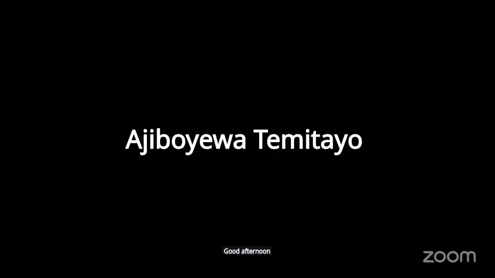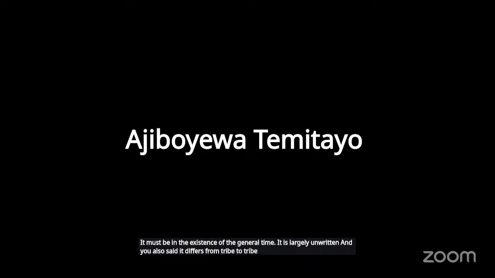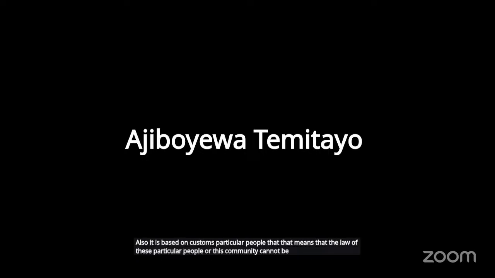Good afternoon, sir. I want to give it a try, sir. Last class you talked about customary law and you said they are laws based on usages and customs. And you gave a few characteristics. You said it must be in existence for a general time. It is largely unwritten. And you also said it differs from tribe to tribe. And you gave other characteristics, that it is flexible, it is not rigid, and also it is based on customs of particular people. That means the law of this particular people or community cannot be used in another community. And you said not all customs in Nigeria are under customary law because they have to go through the validity test before they can be judicially recognized into law.